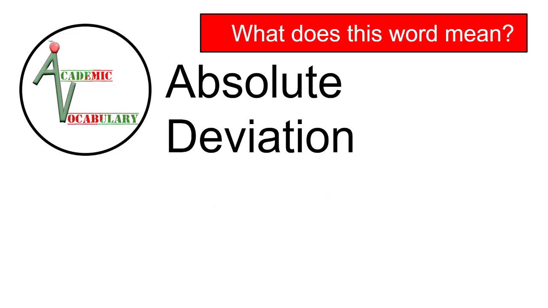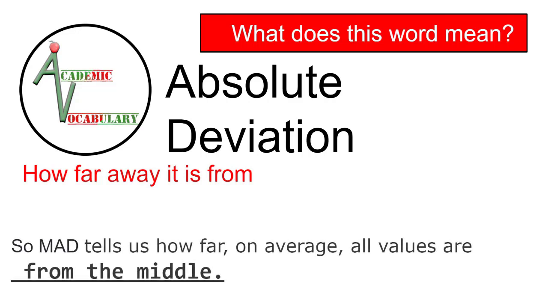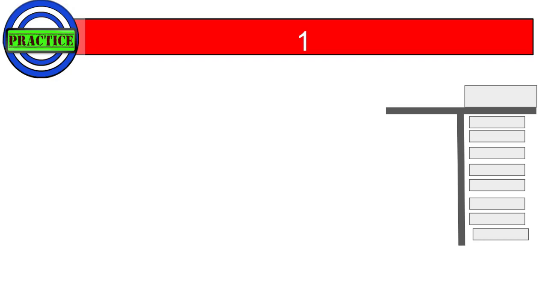We've talked about the word absolute before. Remember absolute zero with the two lines coming down? Absolute, how far away it is from zero. It's kind of the same way, but this is called absolute deviation. How far away is the data from the mean? So MAD tells us how far on average all the values, so all of our pieces of data, are away from the middle.